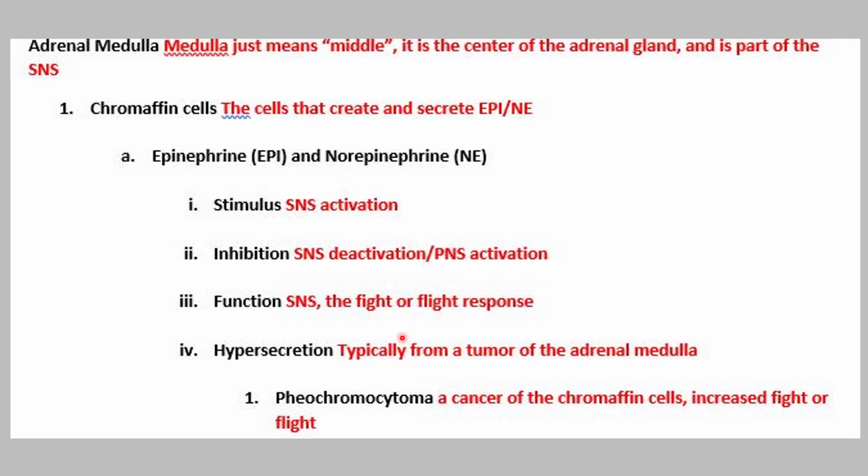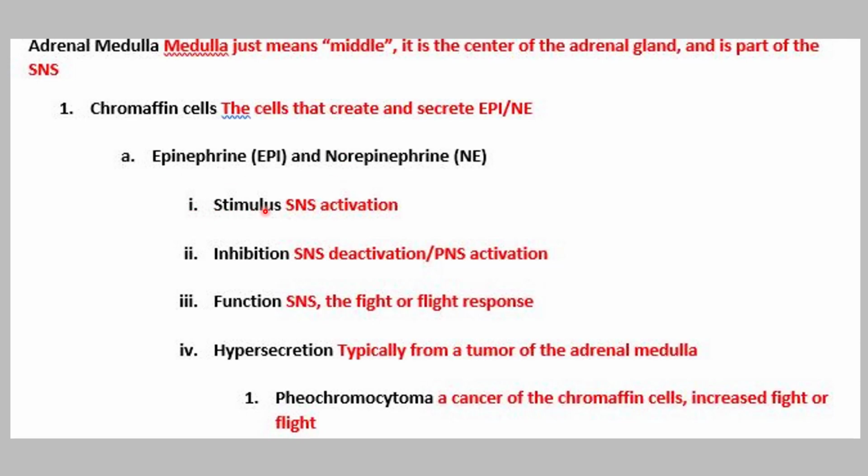So here, the adrenal medulla contains things called chromaffin cells, and chromaffin cells are the cells that create and secrete epinephrine and norepinephrine. Norepinephrine can also be released by some of the neurons in the sympathetic nervous system, but epinephrine strictly comes from the chromaffin cells. Epinephrine and norepinephrine together are adrenaline.